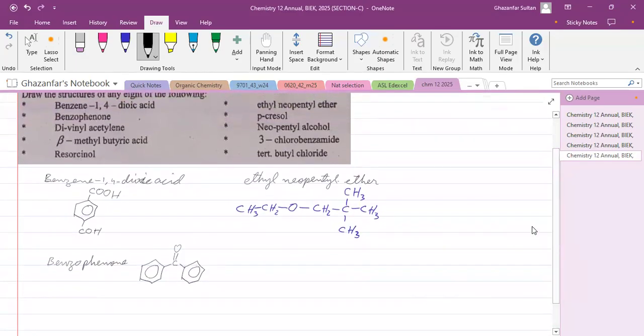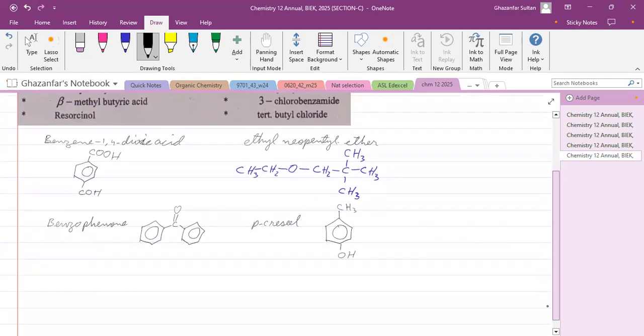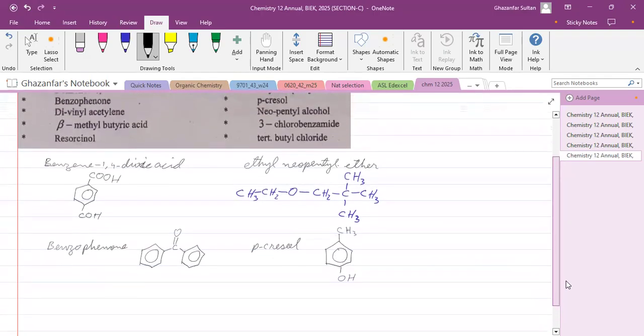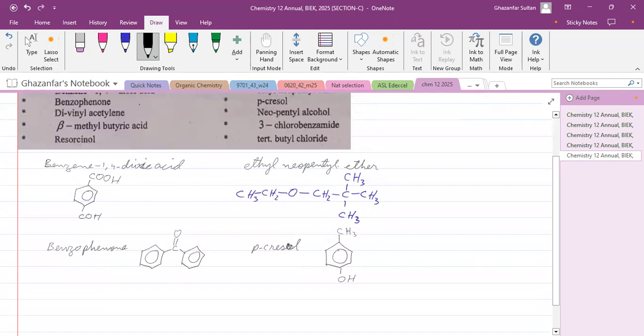And the next one is para-cresol. Cresols are the compounds where benzene has two functional groups. One is the methyl group and another is the OH phenol group. So if they are on para position to each other, then this is called para-cresol. If they are on meta position, then they are called meta-cresol. So this is para-cresol.